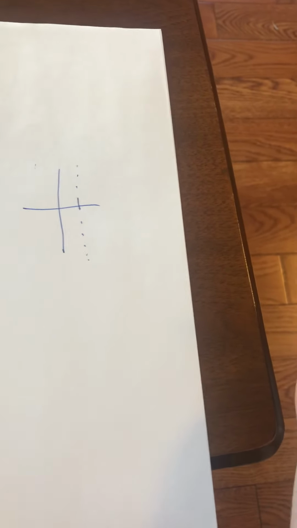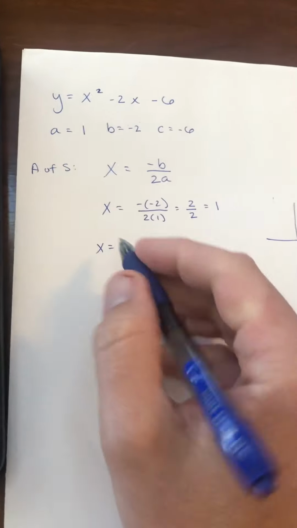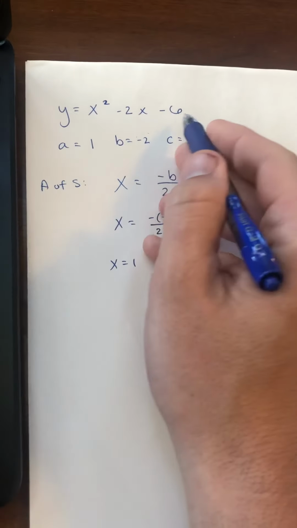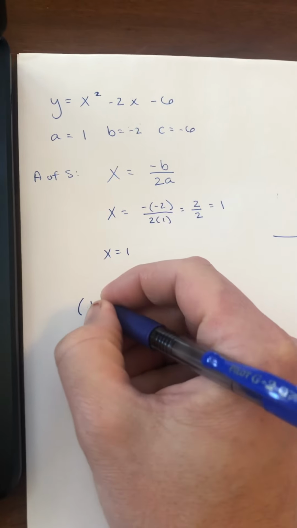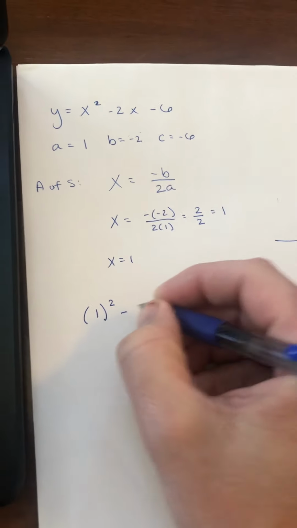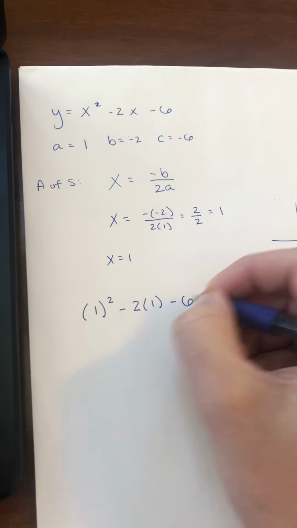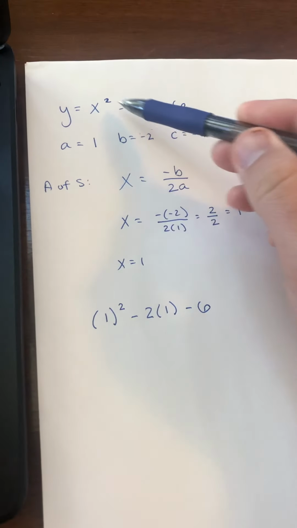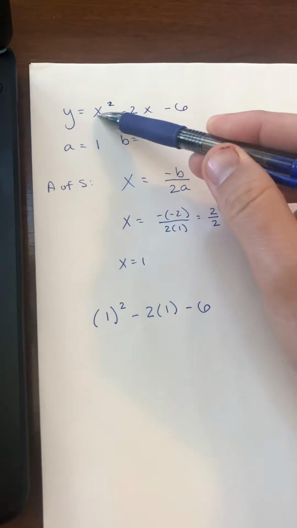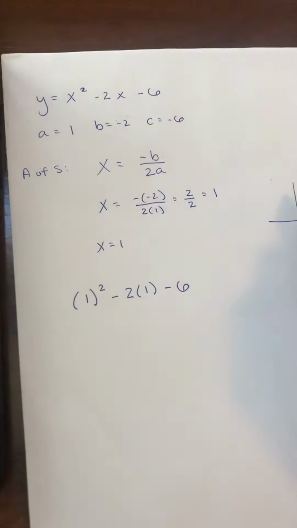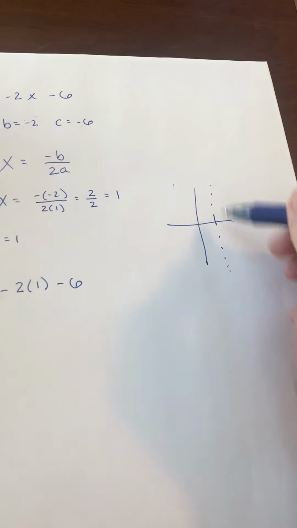To find that height, we're going to use the value of 1. We're going to plug that 1 into our original equation. So instead of being x squared, it's going to be 1 squared. Instead of being 2 times x, it's going to be 2 times 1. So we're just taking our original equation, x squared minus 2x minus 6, and replacing the x values with a 1, because we know x equals 1 is our axis of symmetry, and the vertex will be somewhere on this line.